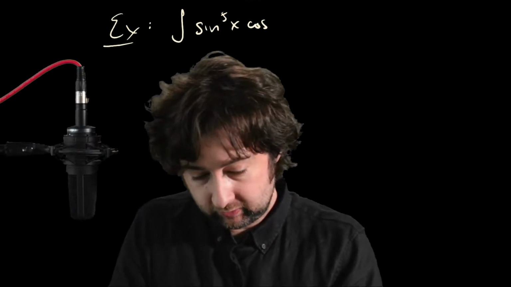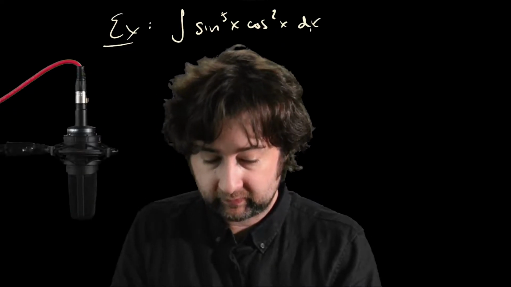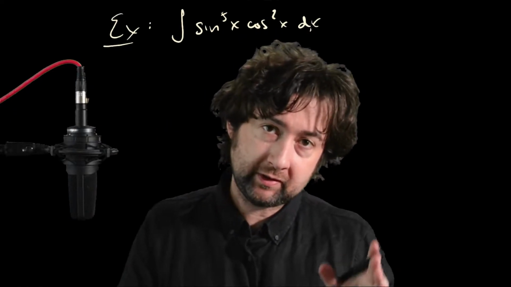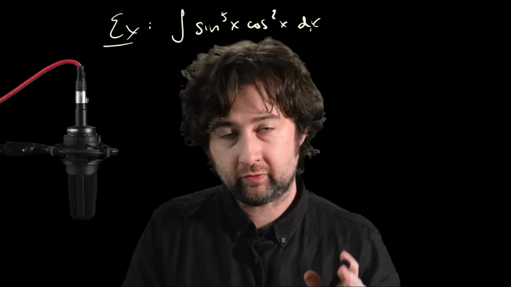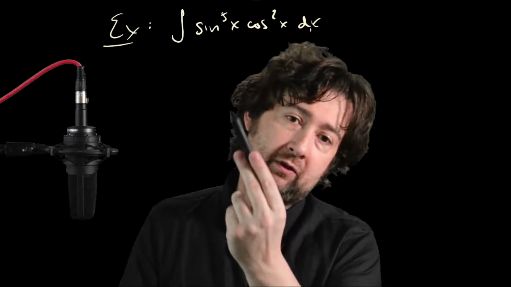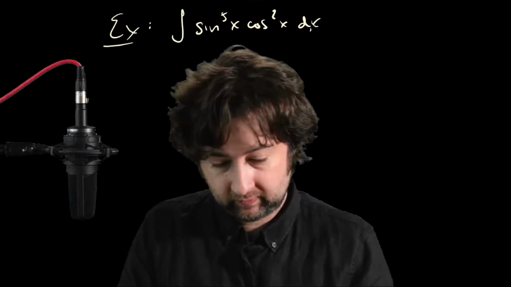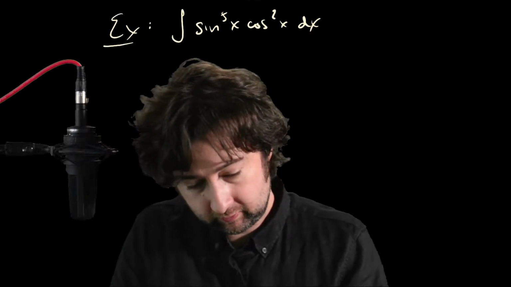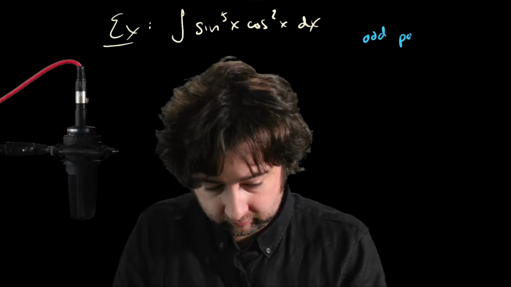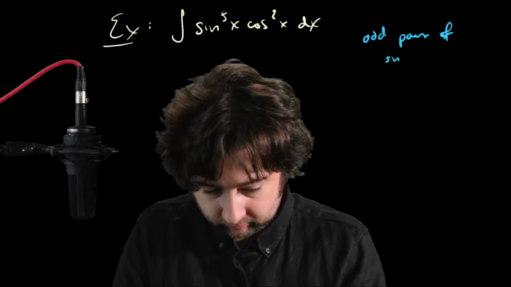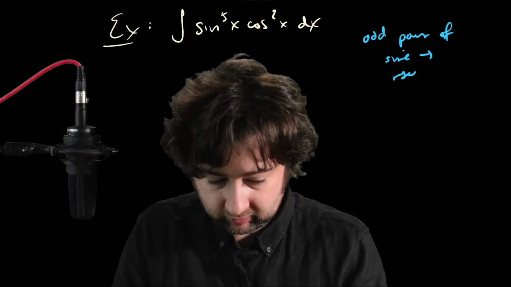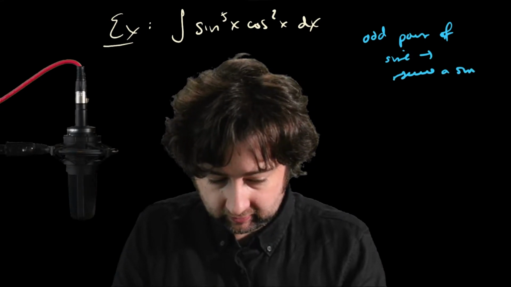And so the example I want to look at here is something like the integral of, say, sine to the fifth of x cosine squared of x dx. Now I know the technique I'm going to use is going to be to reserve a copy of sine because I have an odd power of sine. Odd power of sine means reserve a sine of x.